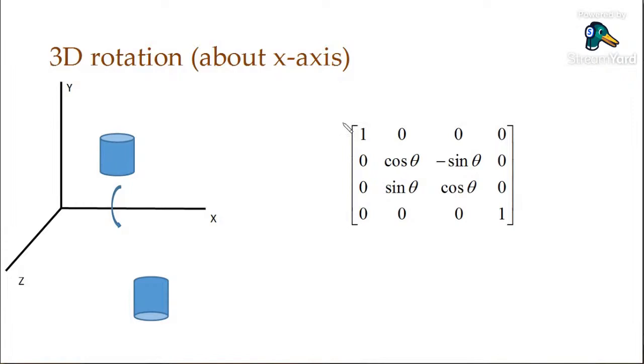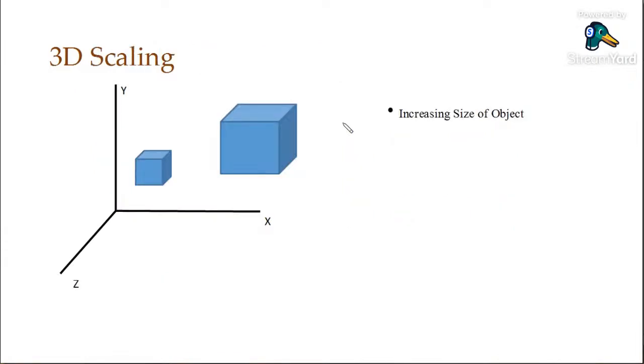Now after 3D rotation, next concept is about 3D scaling. So in case of 2D scaling, we are having an object and we are increasing the size of the object, or we are decreasing the size of the object. And in case of 2D scaling, we have Sx as one parameter and Sy as another parameter. So two parameters we have. And in case of 3D scaling, we are having three axes as x, y, and z.